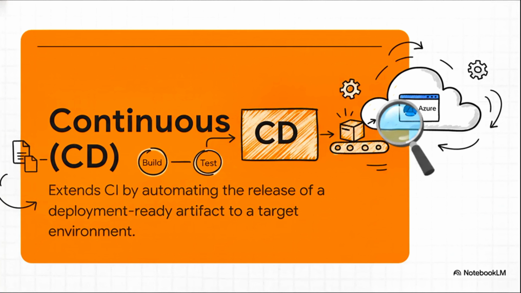Continuous delivery basically just extends CI by automating the release process. Once our code is built and has passed all the tests, the CD part of the pipeline automatically pushes that artifact to a target environment. This ensures you always have a deployment-ready artifact available. Now, the final decision to push to production could still be a manual button press. That's a bit different from continuous deployment, where every passed build goes live automatically.